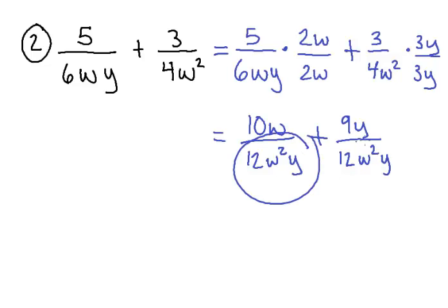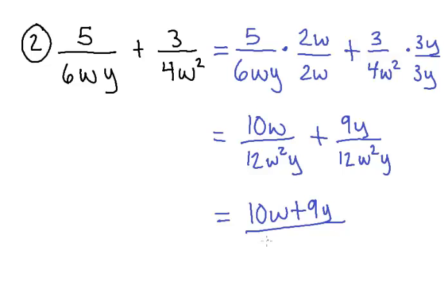Notice that now we have the same denominators. That's nice. If we have the same denominators, we just need to add up 10w plus 9y. Because they are not like terms, they have different letters. All I need to do is copy them. So 10w plus 9y. That will be the answer for the addition. At the bottom, I would just copy the denominator.